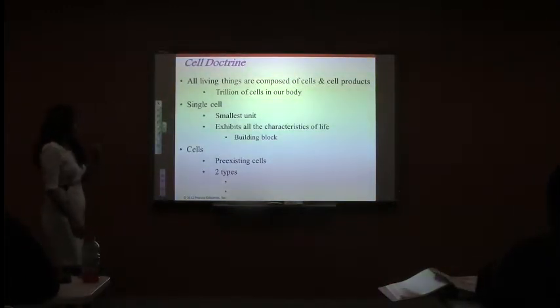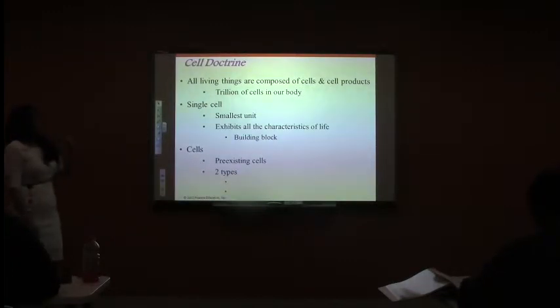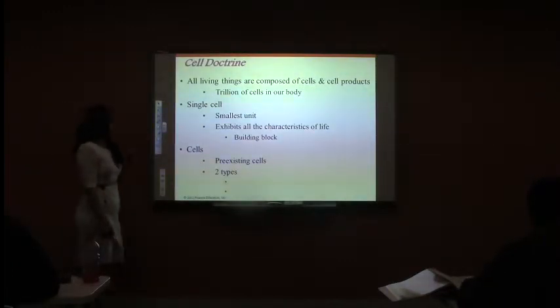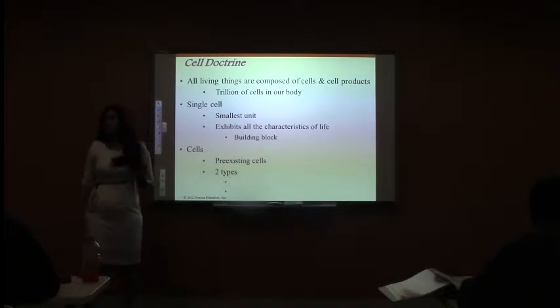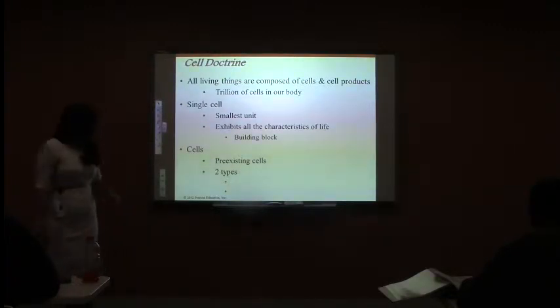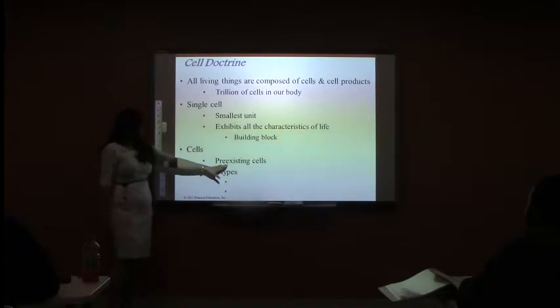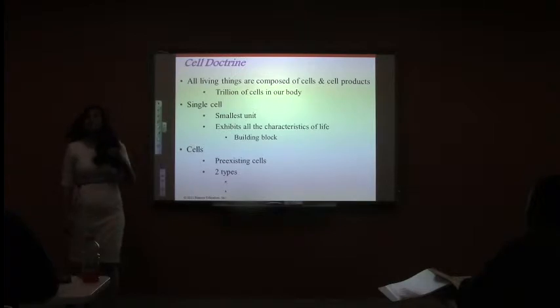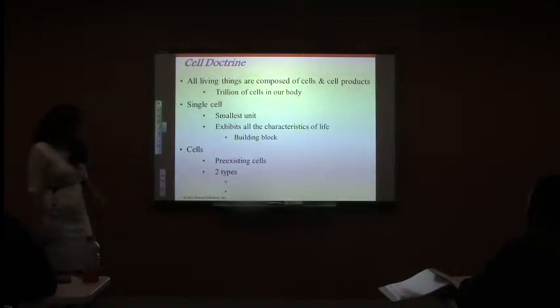Okay, there's trillions of cells in our body. Now, a single cell is the smallest unit and exhibits all the characteristics of life. Another rule is that all cells come from pre-existing cells. Okay? Every single cell comes from pre-existing cells.